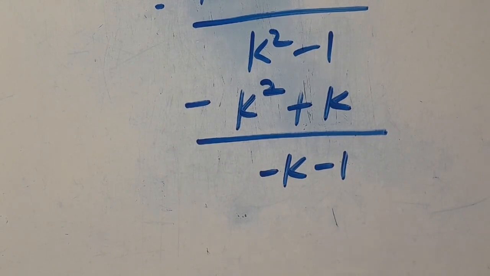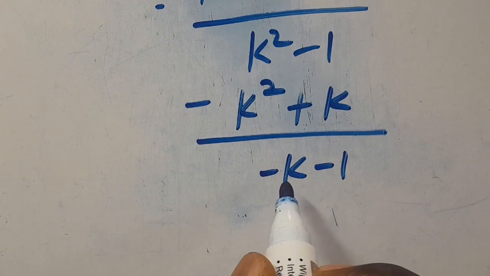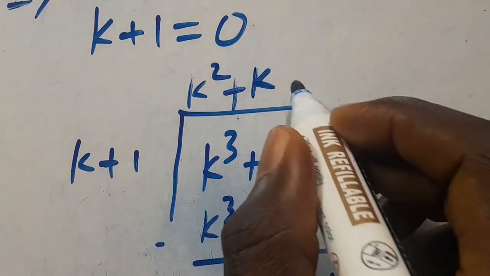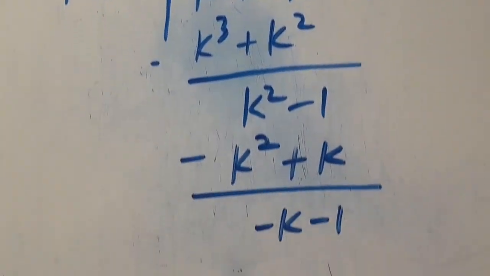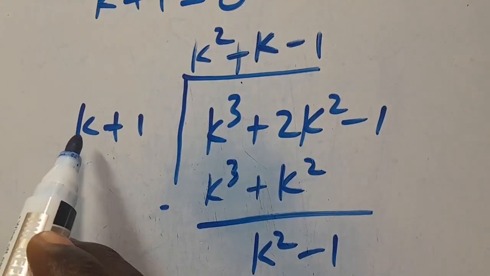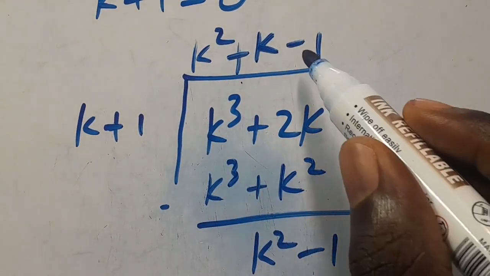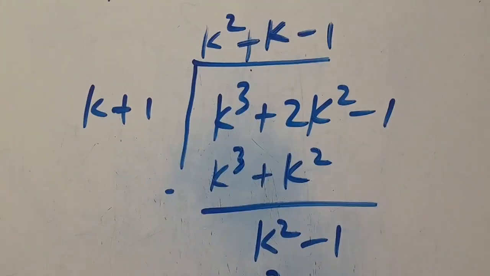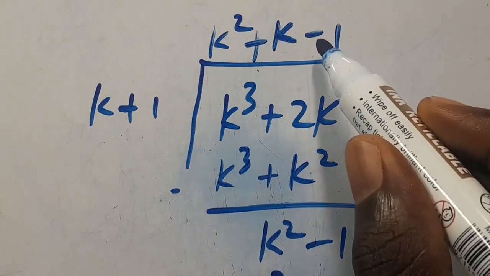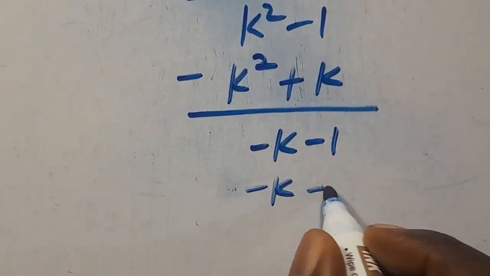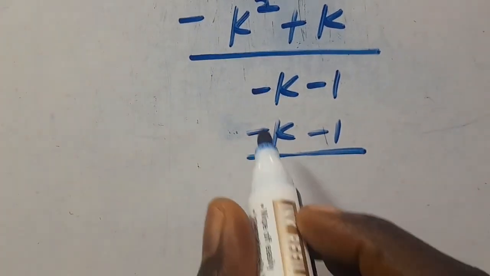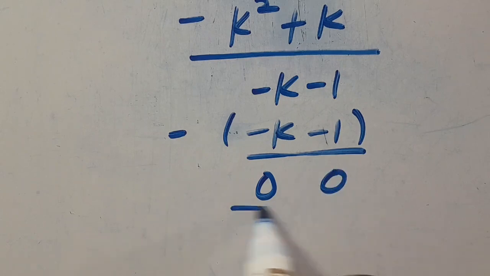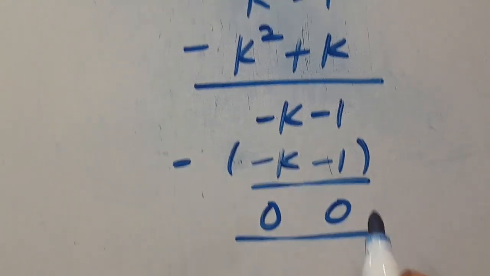So having known that one, we come here again, minus k divided by this k, here will also be minus 1. And so therefore, this k times minus 1 will give us minus k. Then this plus 1 times this minus 1 will give us this minus 1. We also subtract this. When we subtract, here will be 0, 0. So at this, we have this one to be 0, 0.